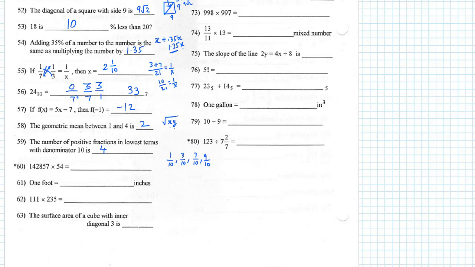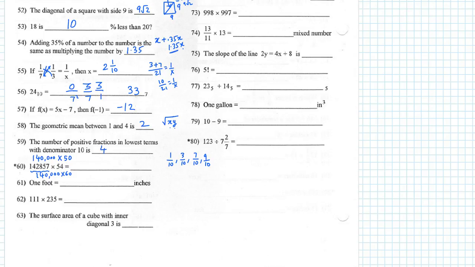Question 60, what is the approximate value of the product of 142,857 and 54? So think of this number as 140,000, right? And then think of this as multiplied with 50, and then think of this again as multiplied with 60, and then we can take the average of the answers.